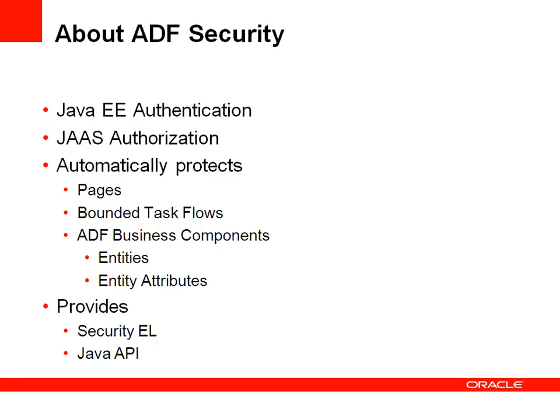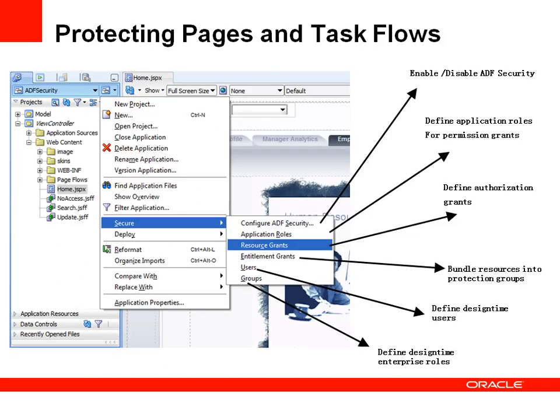Well, when we talk about security in ADF, then we talk about ADF Security, which is a framework that performs Java EE authentication, JAAS authorization, and that automatically protects pages, bounded task flows, plus ADF business components, entities and entity attributes. Beyond what is automatically protected by the framework, you could use security expression language and Java APIs to dynamically protect assets that you have within your application.